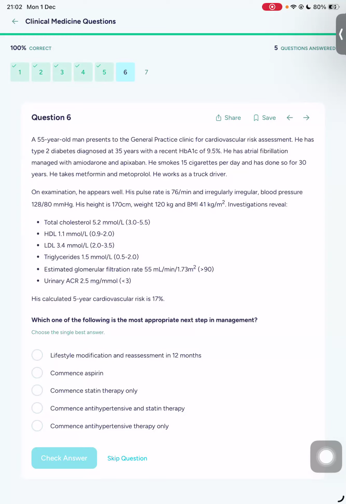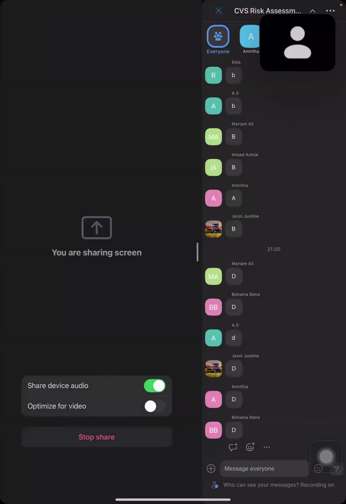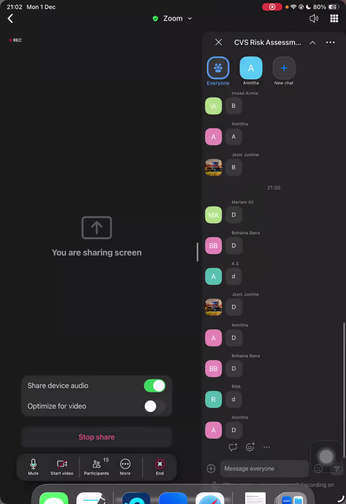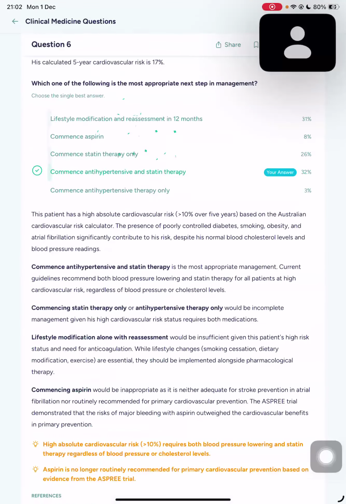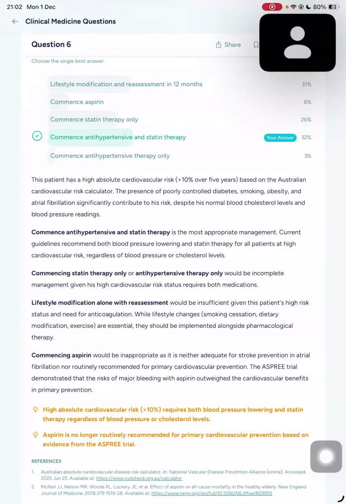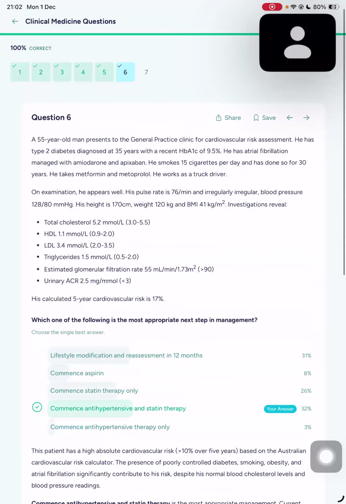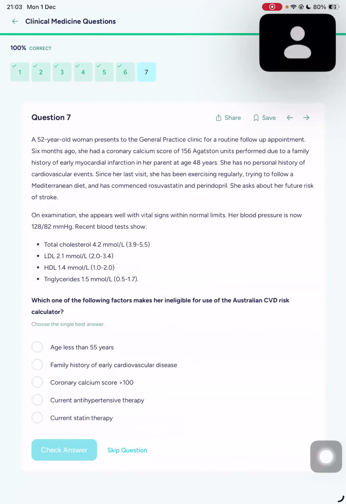Which one of the following is the most appropriate next step in management? Lifestyle modification, commence aspirin, commence statin, commence antihypertensive and statin, commence antihypertensive therapy only. What about other doctors? Antihypertensive and statin therapy. Yeah. Let's check the answer. Yeah, you're correct. Okay, same thing. We all know the answer, we don't have to explain it again. Okay, let's move to the next question.